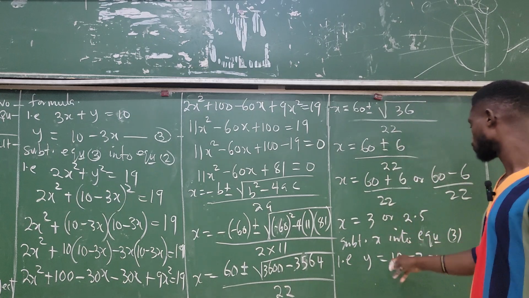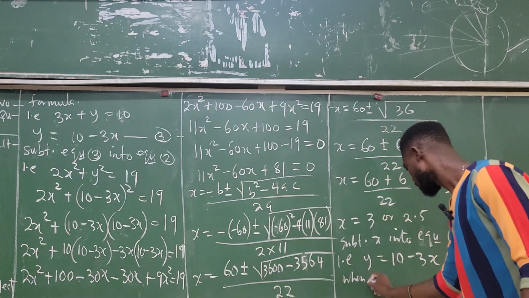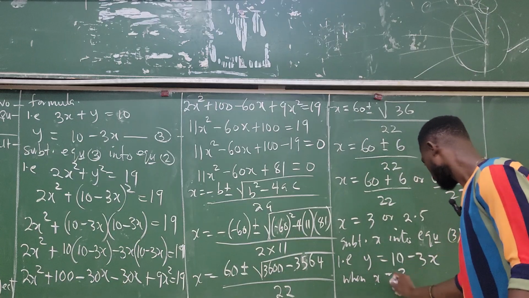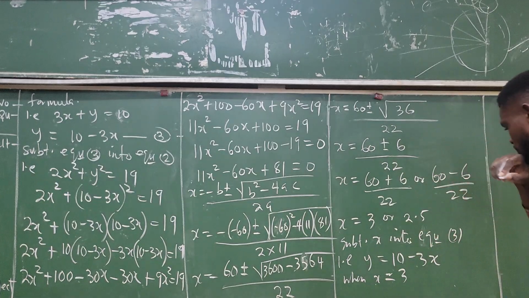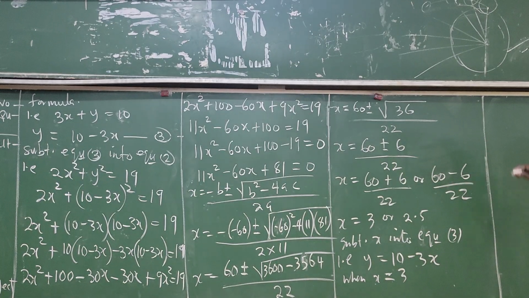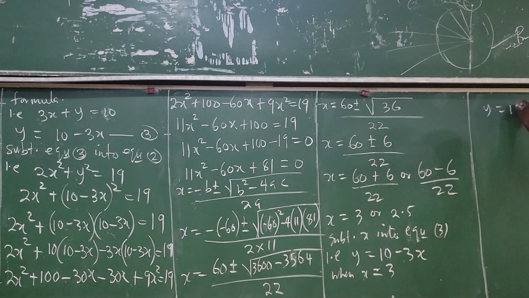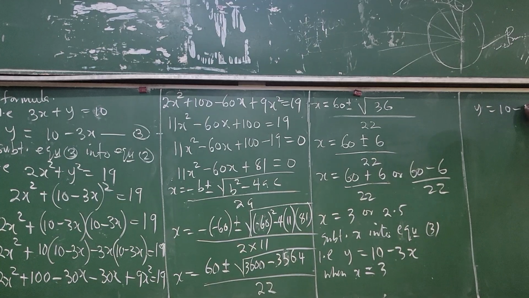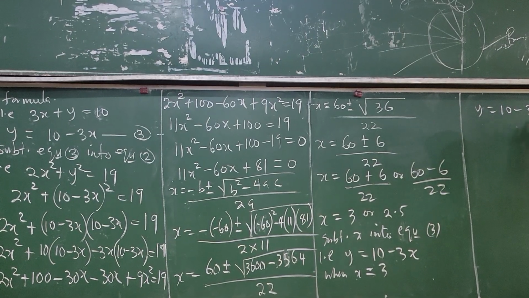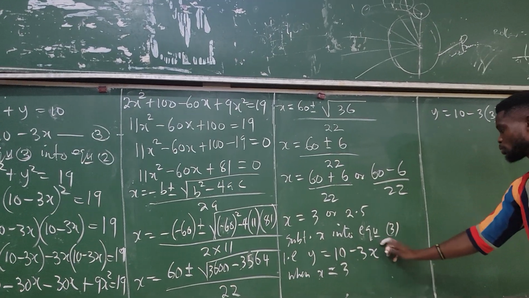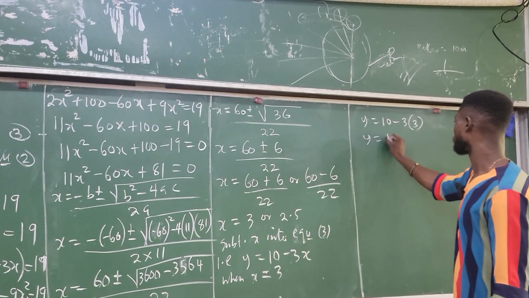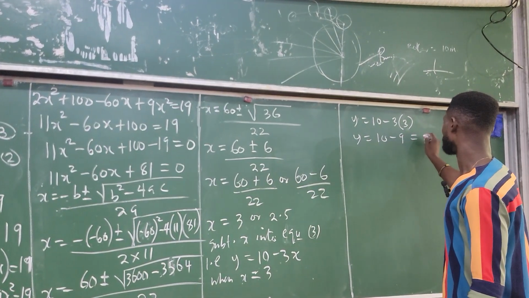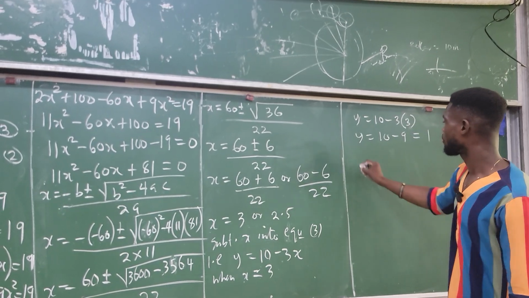So what do? We are going to substitute when x is 3. That is this 3. Y is this. So let's see what we'll do. So y is what? Y is 10 minus 3. This is x, and x is 3. So substitute this x and replace it as what? As 3. So we have y is equal to 10 minus 9. Y is 1.